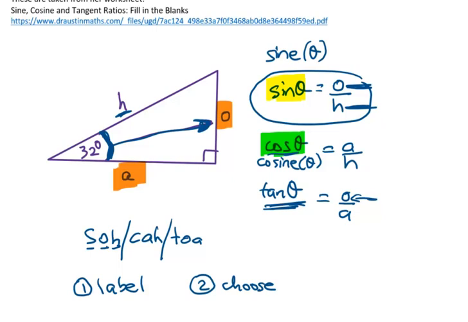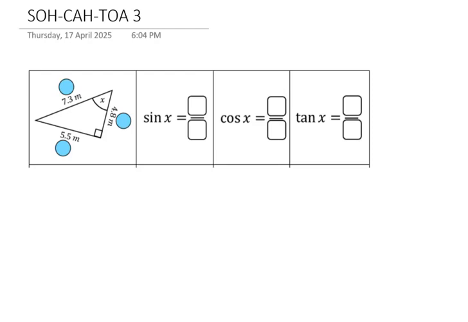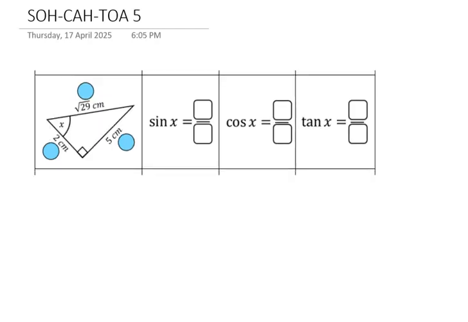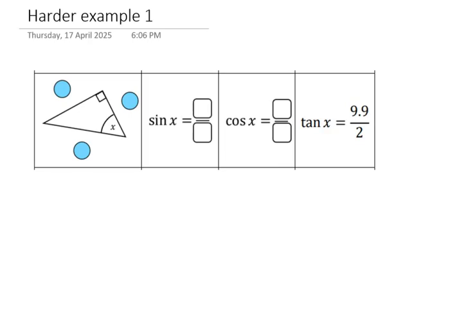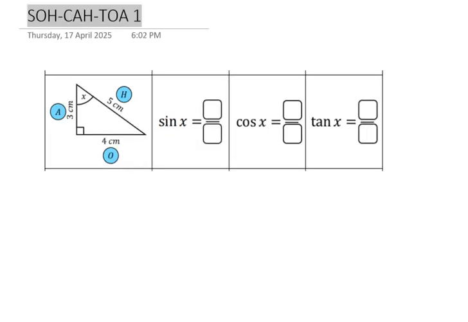But in this video, all we're going to do is just go over how to do those ratios. So I've got a bunch of examples coming up now. So 1, 2, 3, and then we go to number 4. And then I've got a couple of harder examples where we're going to have to link up what we did with Pythagoras. And they're all from Dr Austin Maths.